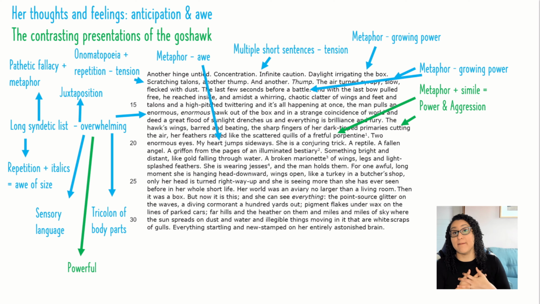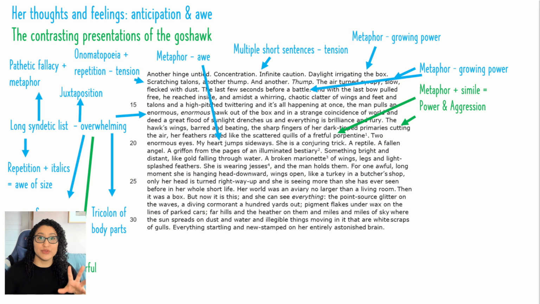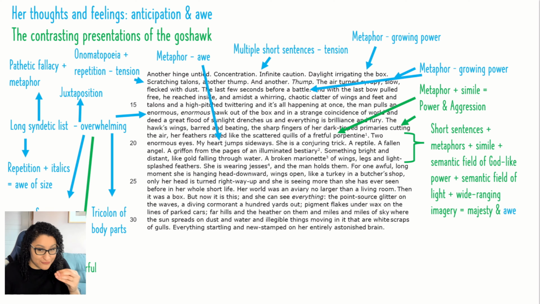I know I'm moving like all over your screen over this slide, but you're going to see why now, because what we have next is a real combination of crafting going on, because we have short sentences and metaphors and similes and a semantic field of godlike power and a semantic field of light and wide-ranging imagery that is all about conveying the majesty and awe of the bird. I'm going to break down what I mean by all of that, starting with defining the word majesty. Majesty is the quality of being beautiful, dignified and impressive, and it's the word that I think best encapsulates the many different elements to how she is viewing this bird.